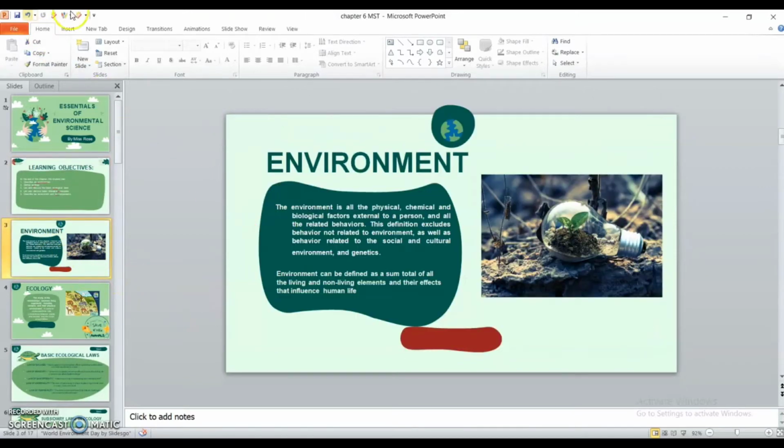So what is environment? Environment is all the physical, chemical, and biological factors external to a person and all the related behaviors. So it includes behavior not related to environment as well as the behavior related to the social and cultural environment and genetics. On the other hand, environment can be defined as the sum total of all living and non-living elements and their effects that influence human life. So that is the environment.